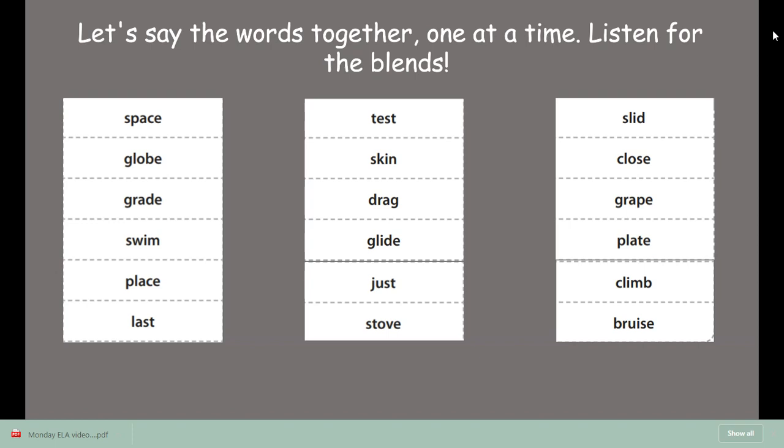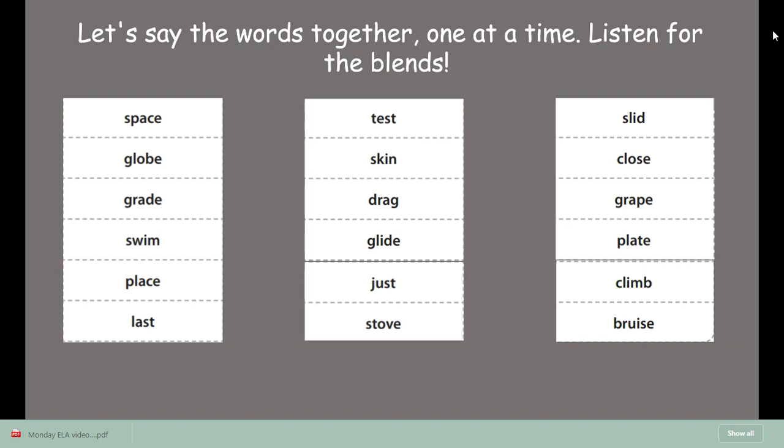Let's take a look at our words. If you notice in each of your spelling words this week, the blends are in different places for some of the words. I want you to pay close attention as we say them and as we're listening for and looking for the blends, because I think you're going to find some of them are at the beginning, and for some of your words, you're going to find the blend at the end. Okay, let's say them together one at a time.